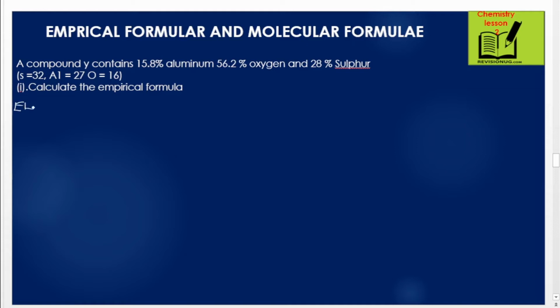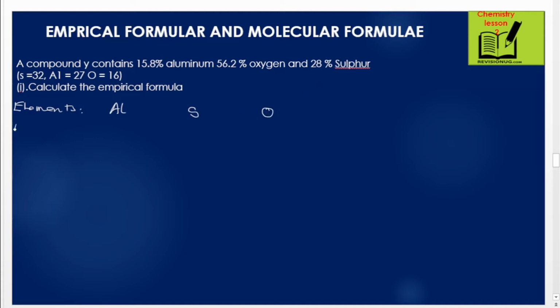We start by identifying the elements. Now, what are the elements we are having? One, we have aluminium, which is Al. Then there is sulfur, which is S. Then there is oxygen, which is O.